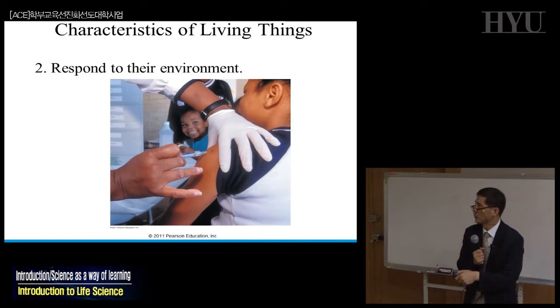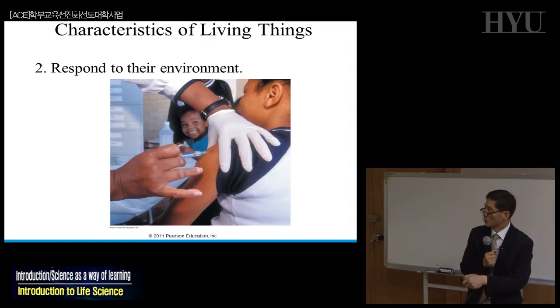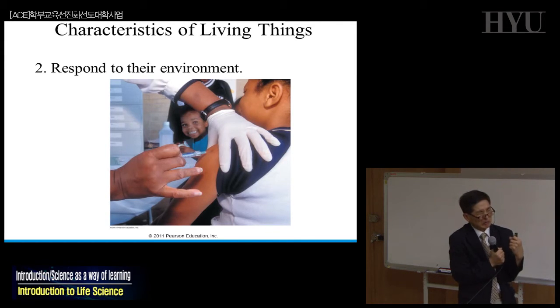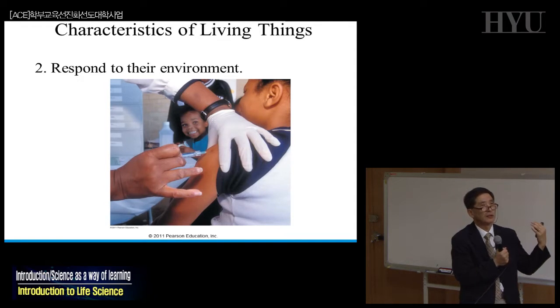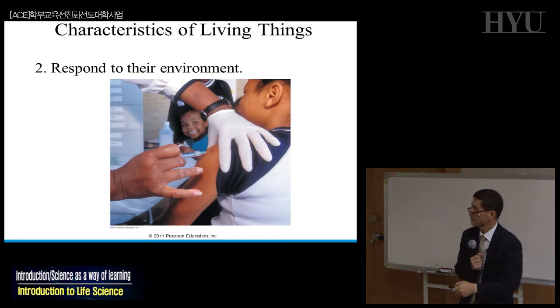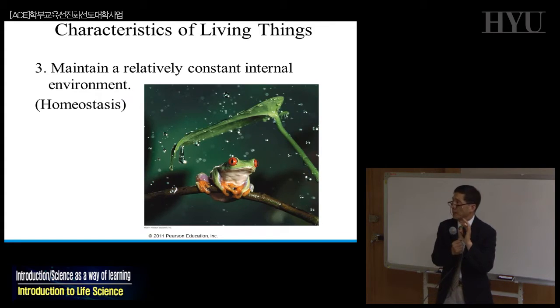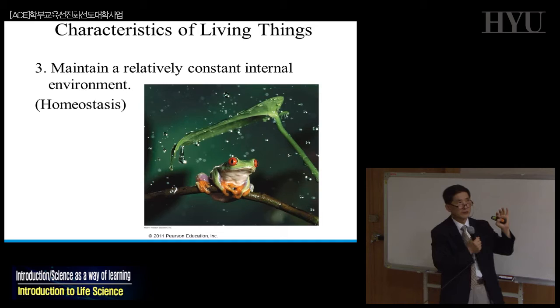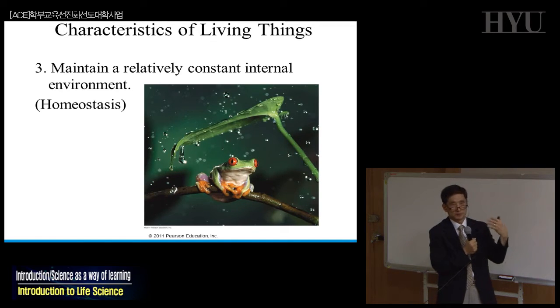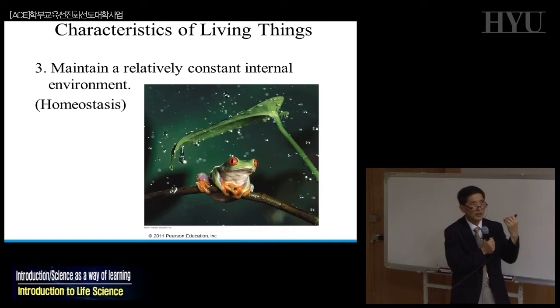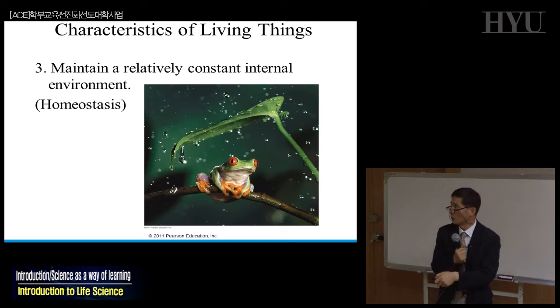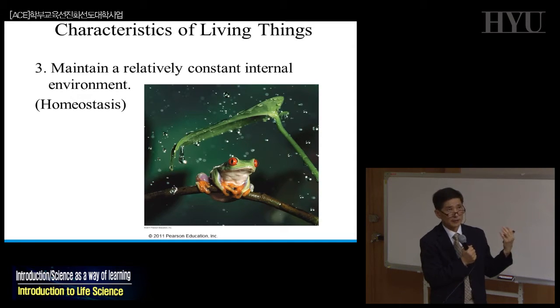Second, respond to their environment. You can see his face, right? If the needle comes, you go like this, you respond. You respond to stimuli from the environment. Number 3, maintain a relatively constant internal environment. Example, our body temperature is very constant. And in this case, he doesn't want to be disturbed by rain, so he hides. So try to keep the internal condition constant. We call it homeostasis, in Korean, 항상성. Internal conditions. It's very, very important.